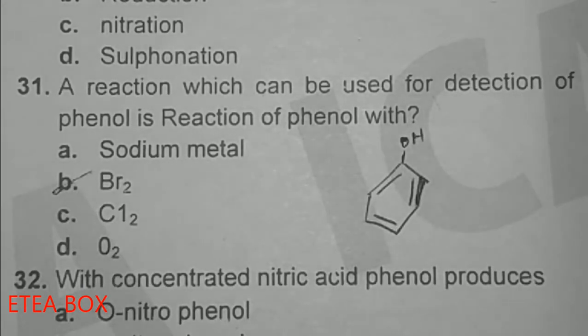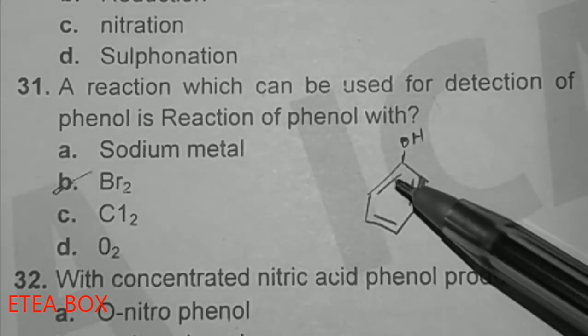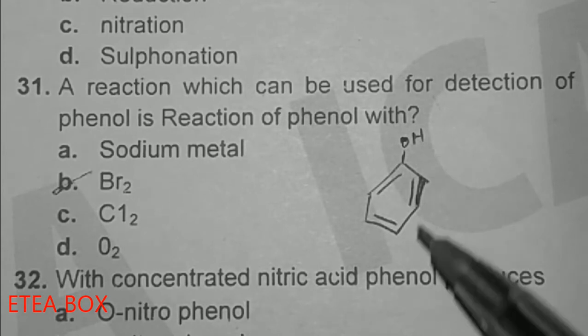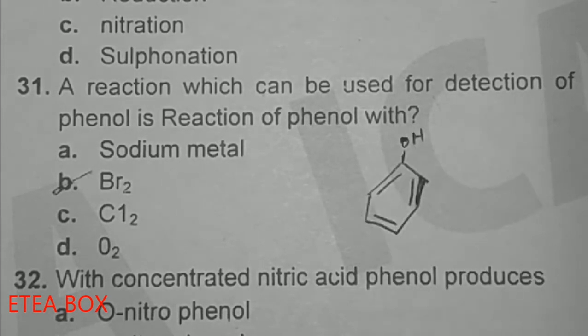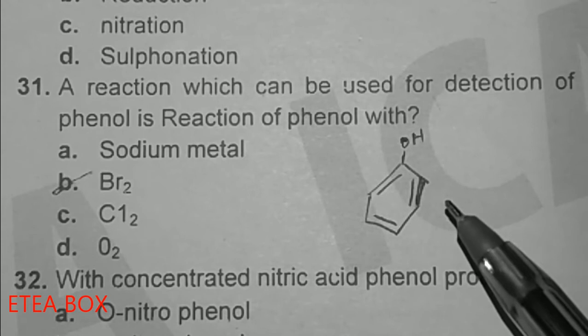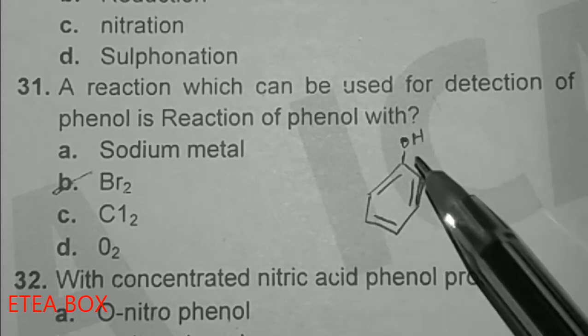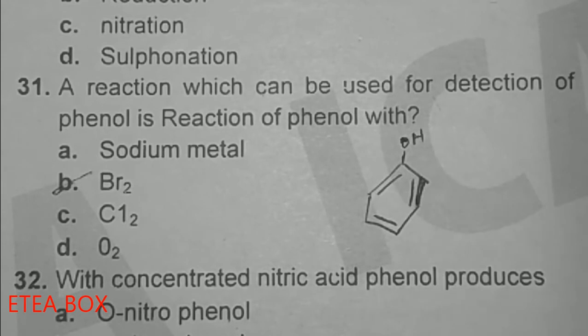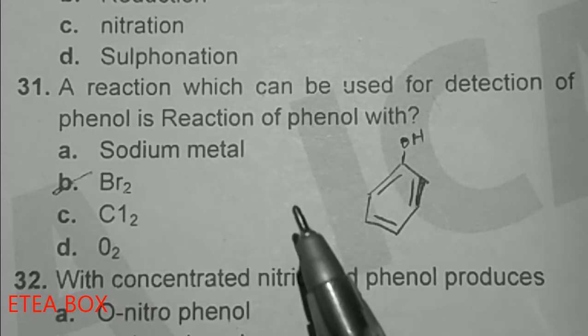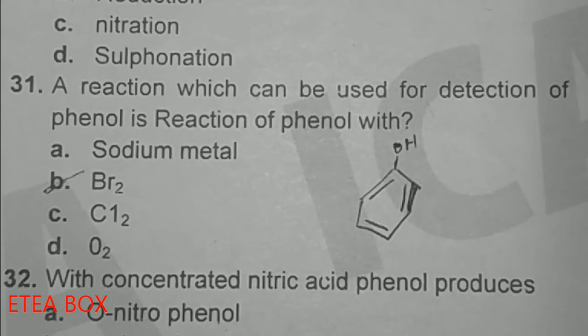We know that when a benzene ring is combined with a hydroxyl group, this ring becomes activated, because the hydroxyl group is an ortho para directing group. That's why it makes the benzene ring active. So when a hydroxyl group is added to benzene, it becomes phenol, and phenol is the most reactive one. That's why it reacts with bromine water, and due to this reaction we can detect phenol. Also, the bromine water decolorizes when we react phenol with bromine.